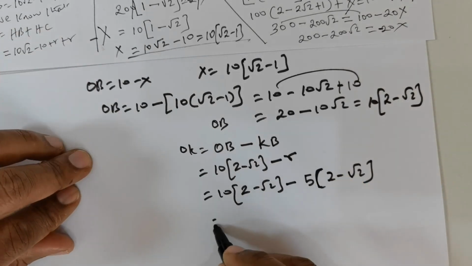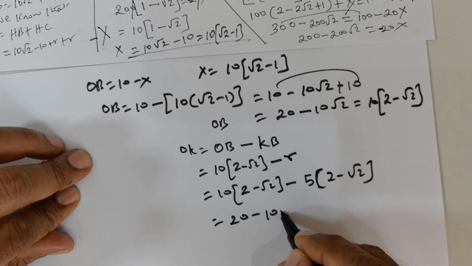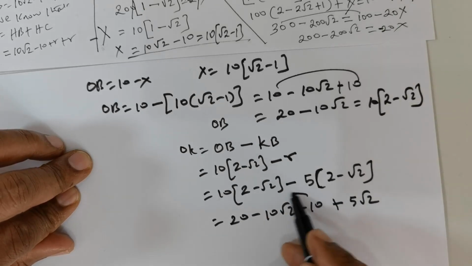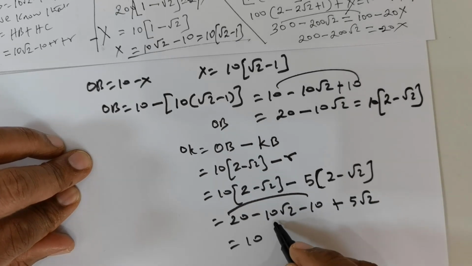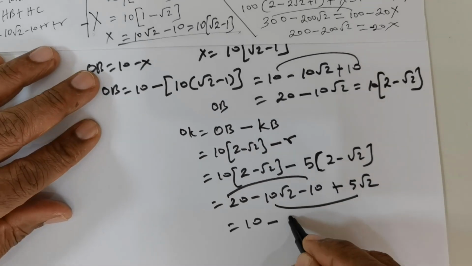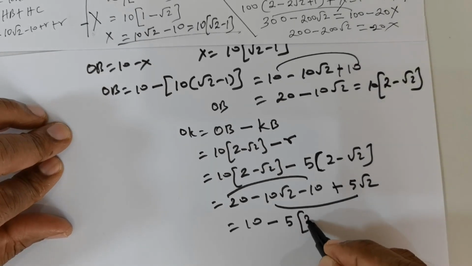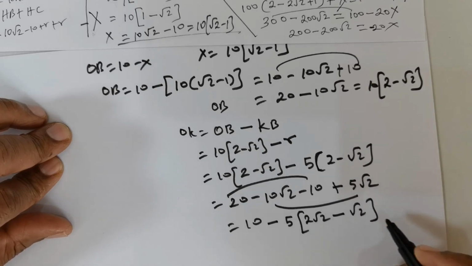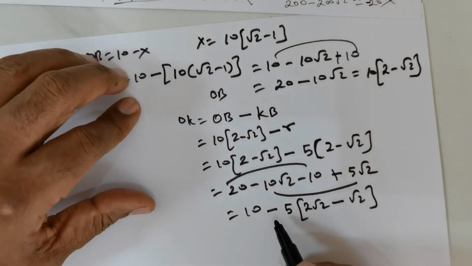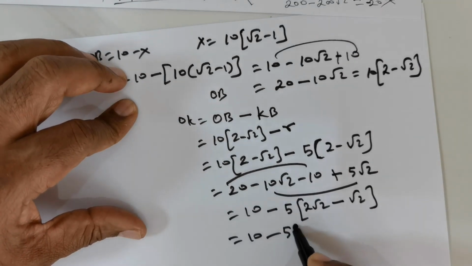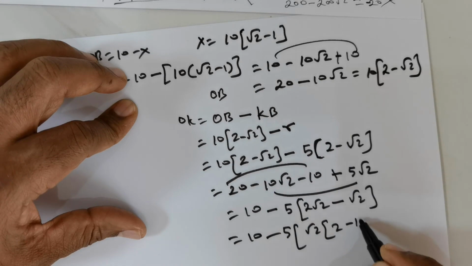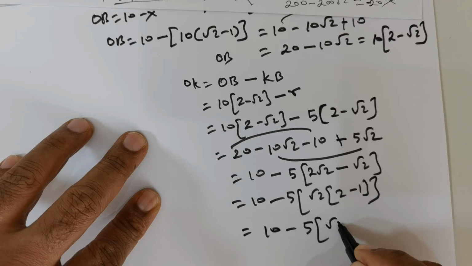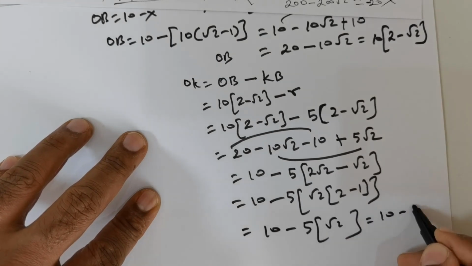So this is what I've got. This is equal to 20 negative 10 times root 2 negative 10 positive 5 times root 2. The 20 and negative 10 can be added, giving me 10, and these two can be clubbed. If I take 5 out, this is going to be 2 times root 2 and negative root 2, right? So this can be further simplified. I take root 2 out, I get 2 negative 1, and this can be further simplified: 10 negative 5 times root 2.